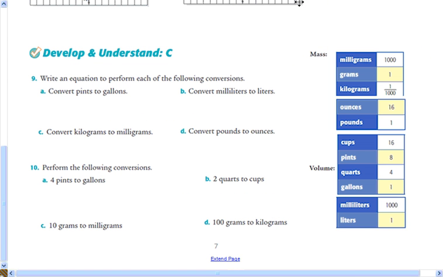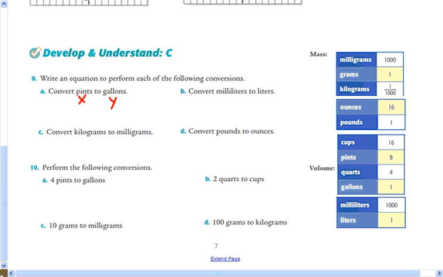All right, we're going to do some more conversions now. It says write an equation to perform each of the following conversions, and we're going to use this chart here to help us out. I'm just going to use the variables x and y to help, and we're going to create an equation for each of those. So let's let our pints be x and our gallons be y for this first one.